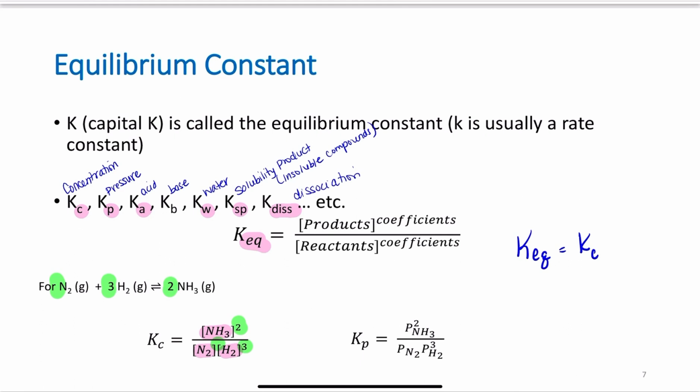For Kp, that is the pressure in atmospheres. And again, remember these brackets mean molarity. For Kp, it's the pressure in atmospheres. So I've got the pressure of NH3, my product, squared because of that 2. I've got the pressure of N2 with nothing up here because there's no coefficient up front, and the pressure of H2 with that pressure cubed, and that is my Kp.